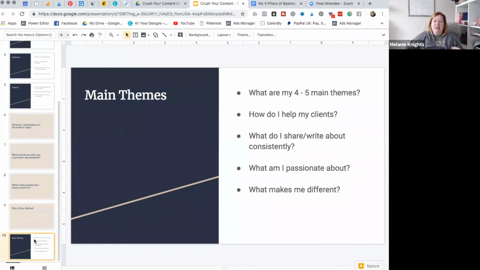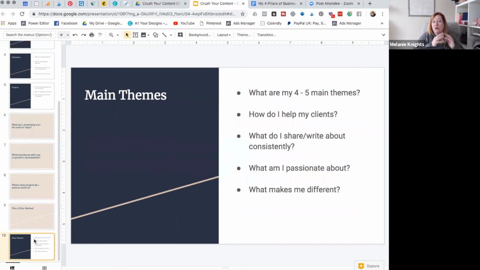So things to think about: how do I help my clients? What do I share or write about consistently, whether it's in your blog, on social media, or in your email newsletters? What are you passionate about? And what makes you, as the coach or consultant, different? These are the things that tend to help you form your 4 to 5 main content themes. I want to give you some examples from my clients so that you have an idea of what we're looking at, because these are the big overarching themes. This is not the detail. So for example, a copywriter, her main themes would be website copy, sales page copy, social media copy, and email copy. Right? Those are the 4 main themes.